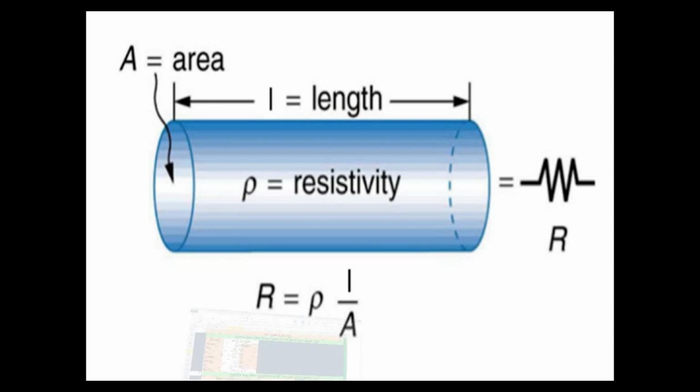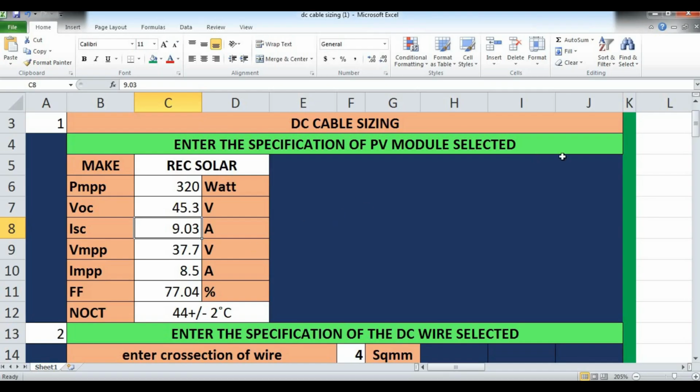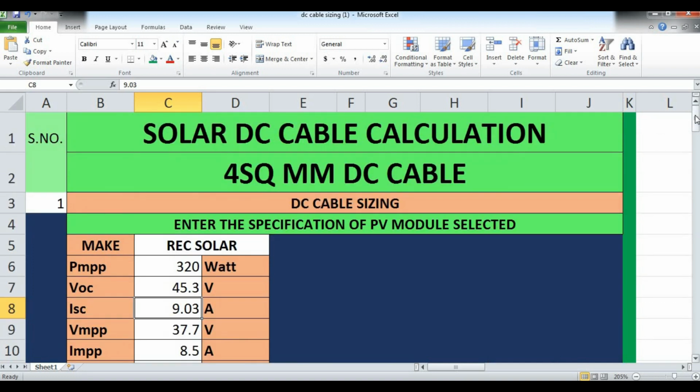So guys, here you can see, normally we take 4 square mm or 6 square mm DC cable, which is going from our solar module or from the string towards the DC combiner box. Now how do you select this size? So I will be showing you here.